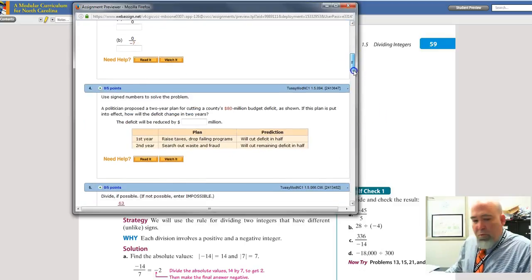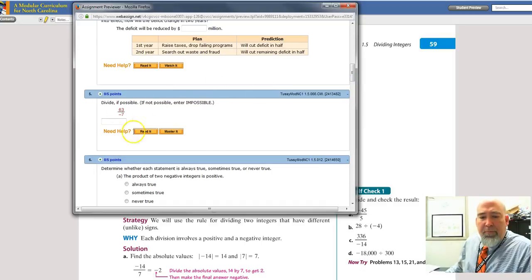But the rules for dividing integers are the same as multiplying integers. If you have two integers and you're dividing them and they're the same, the answer is positive, and if they're different, then the answer is negative. So on this one, we have two integers, one's positive, one's negative, so my answer is going to be negative. So the same rules as multiplication apply for division.